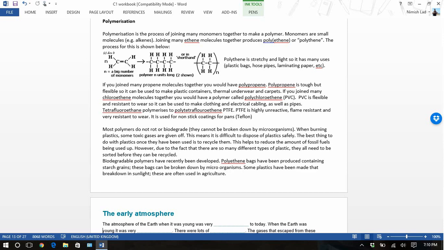Biodegradable polymers have recently been made. Polyethylene bags have been produced containing starch grains, and these break down. These bags have been broken down by microorganisms. Also, some plastics have been made that break down in sunlight, and these are often used in agriculture, so they can tip out everything they need, the bag stays out there, and over a month or 2-month period, the bag biodegrades as well.